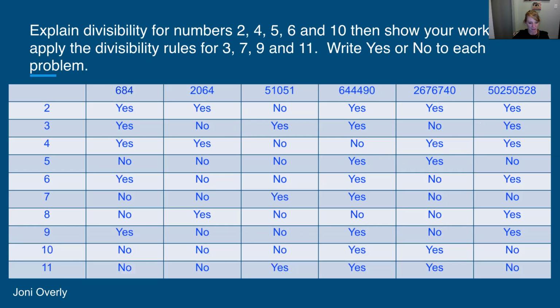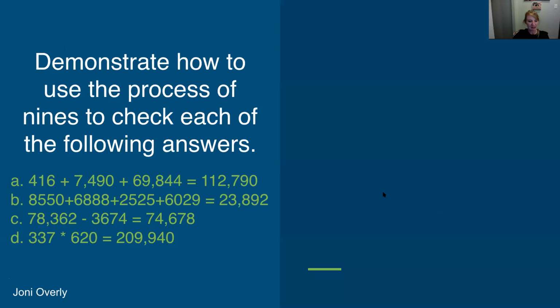So next we are going to do 11. So now, if a number is divisible by 11, if the digits can be subtracted and then added in alternating patterns from left to right, and sum to 0 or 11, the number is divisible by 11. So the only ones that will do this are the 51,051 and the 644,490. And there you go.